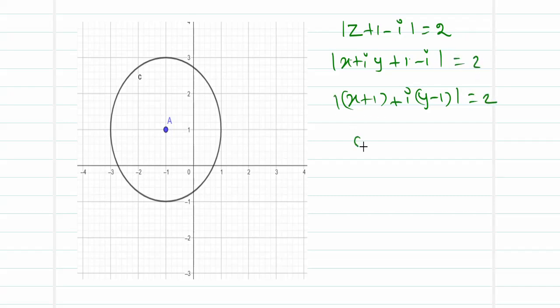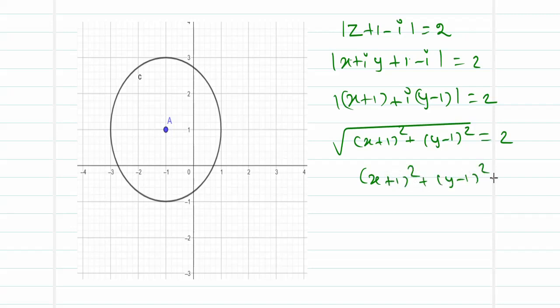So remove the modulus by squaring the real part and the imaginary part separately. With the square root over here, this can be removed by squaring on both sides. Hence I have x plus 1 the whole square plus y minus 1 the whole square equal to 2 square.